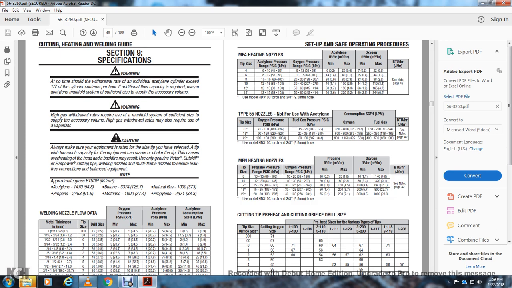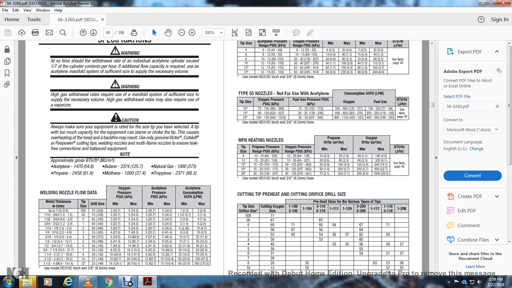Note: approximate gross BTU per cubic foot: acetylene 1470, butane 3374, natural gas 1000, propane 2458, methane 1000, propylene 2371.